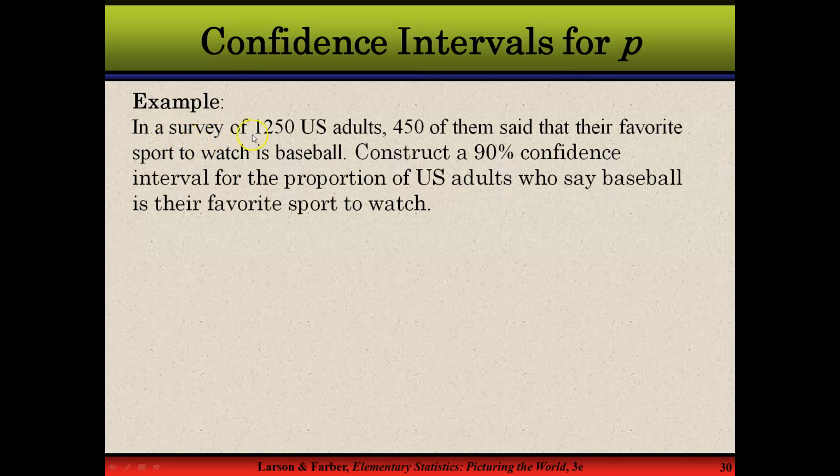So we have a survey of 1,250 US adults, and 450 of them said that their favorite sport is baseball, and they ask you to construct a 90% confidence interval for the proportion of US adults who say baseball is their favorite sport. Okay, so I'm going to follow the steps to construct this 90% confidence interval.